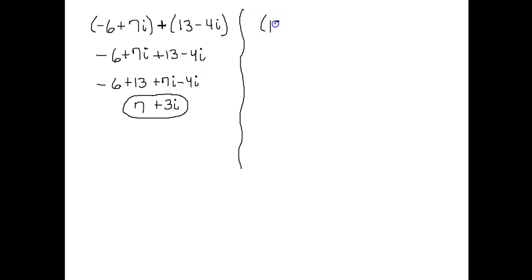And then subtraction. Same kind of concept, except you've got to make sure to distribute your minus sign. That's where people get caught up. They don't distribute the minus sign correctly. First part, 15 plus 6i, I can just remove the parentheses because I don't see anything in front of the parentheses. So it's just 15 plus 6i.